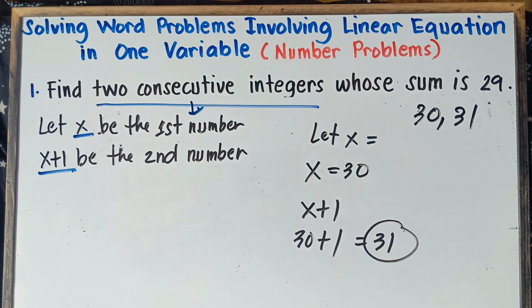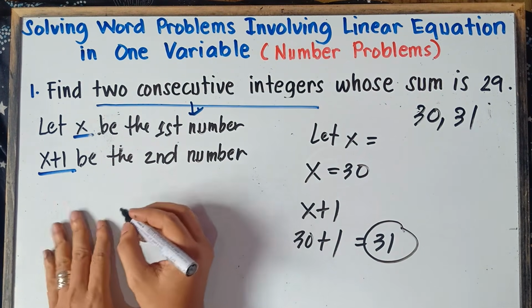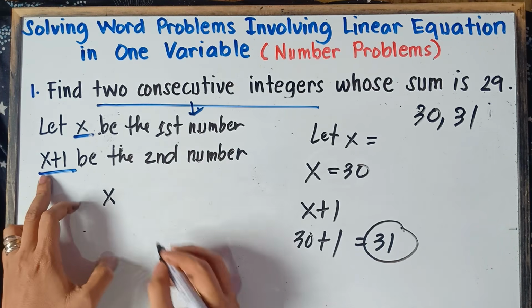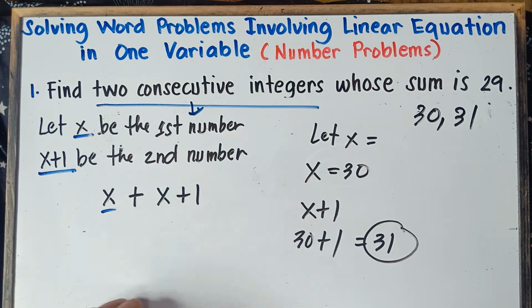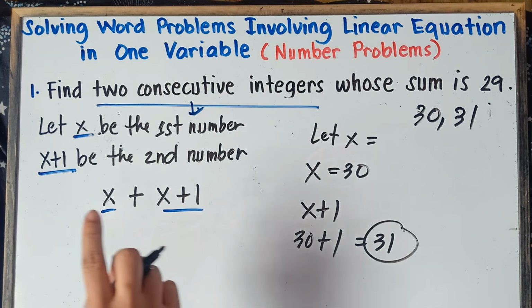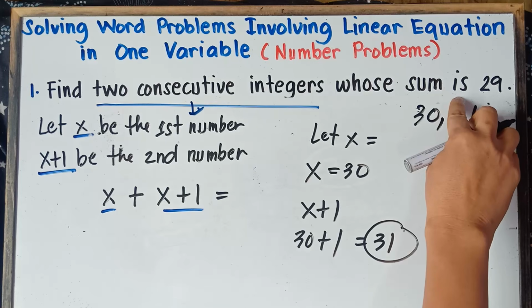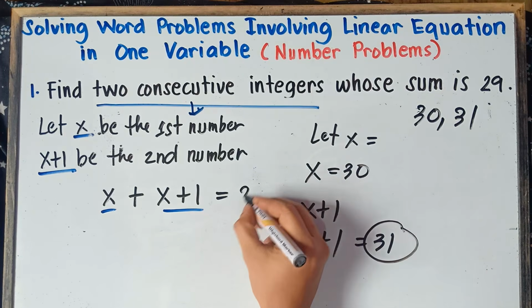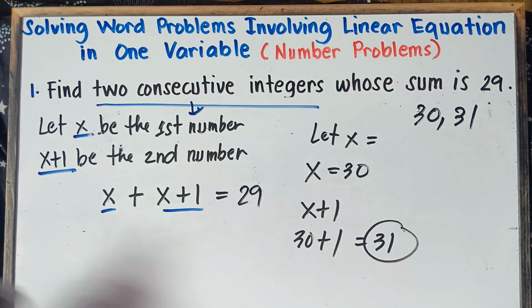So therefore, class, we can now find the two numbers using these expressions. Our first number is x, and our second number is x plus 1. If you add the first number and the second number, and you have the word "is," it means equal sign. The answer is 29. So that's what you need to do. Quite complicated, right? But if you understand that one, it's very easy, class.